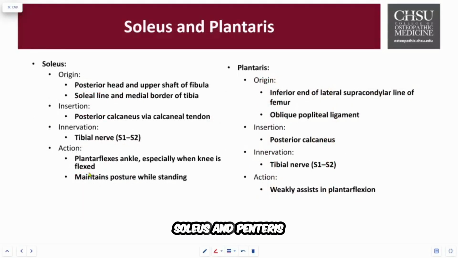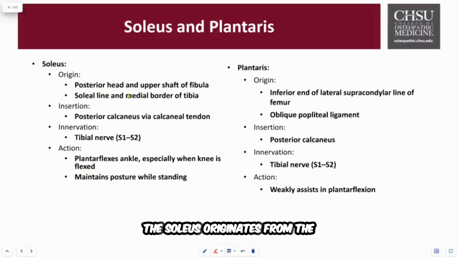Then we have the soleus and plantaris. The soleus lies deep to the gastrocnemius and originates from the fibula and tibia. It's crucial for plantar flexion when the knee is flexed and helps maintain upright posture. The plantaris is a small muscle with a long tendon, assists weakly in plantar flexion, and is often harvested and removed for grafting purposes. Injuries to these muscles, particularly in runners, may mimic conditions like DVT, deep vein thrombosis, due to the calf tenderness and swelling.